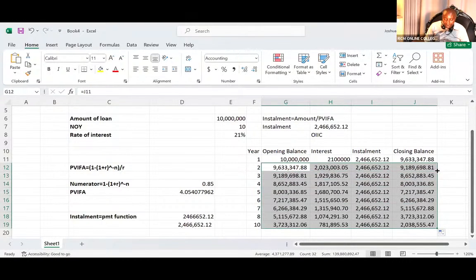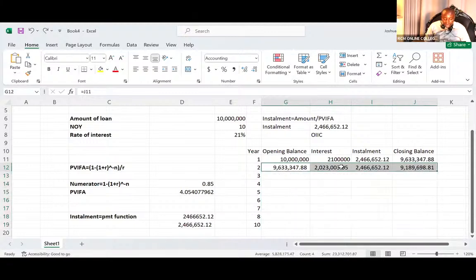What is not happening? In your wongo, there must be something that has gone wrong. Let me go back a little bit. I know, Control Z. This interest is wrong. 2 million. Let me check here. No, it's right. How did I get it?